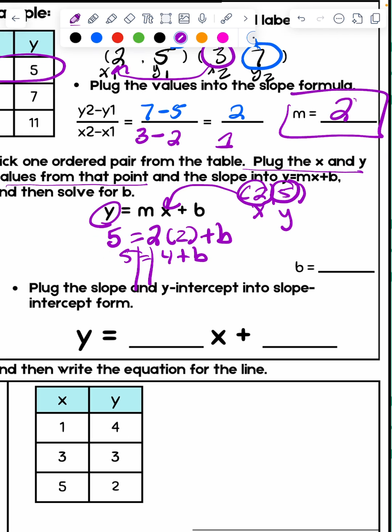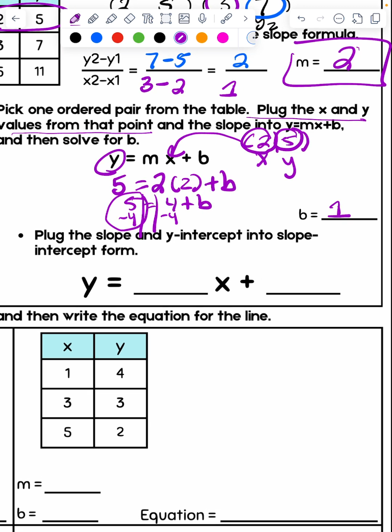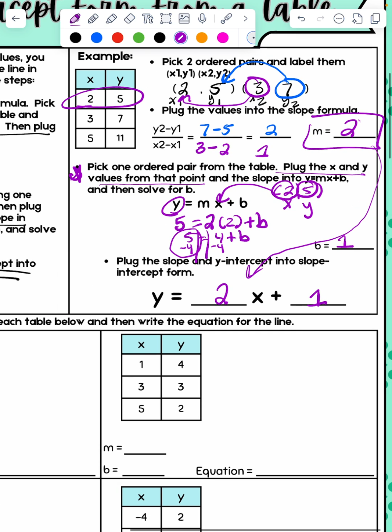And then this becomes a very simple two-step equation. So I have to take 4 away from both sides. So my b is equaling, what is 5 minus 4? 1. So if I know my slope is 2, this is going to drop in place here to be 2x plus 1. And then I'm done. Okay, let's do that a couple more times. Then I'll let you practice.